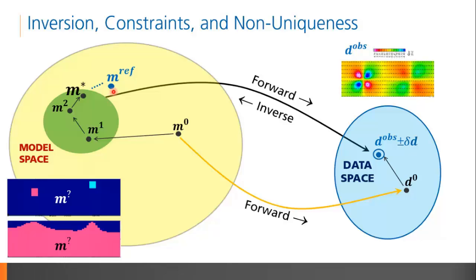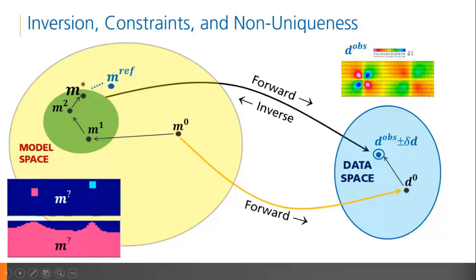The forward process is straightforward. You have a particular model in the model space that results in a particular observation in the data space. Inversion is the reverse process. We start with some observed data and we proceed backwards to find what model gave rise to the observation.